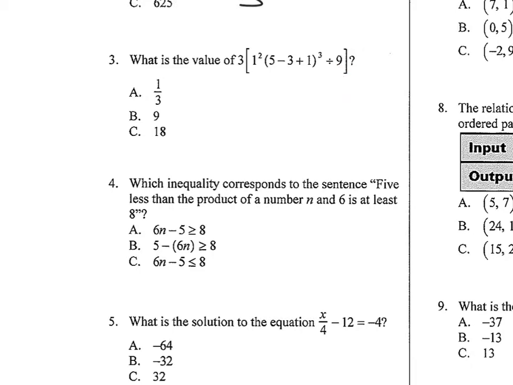Number 4, which of these goes with this sentence? 5 less than the product of a number, which is n, and 6, is at least 8. Okay, so think about your hot words. At least, product. Okay, so which one of these three would be 5 less than the product of a number and 6, and it's at least 8.